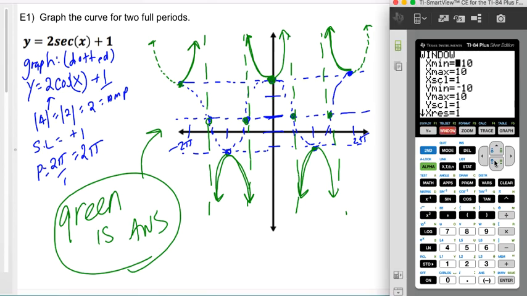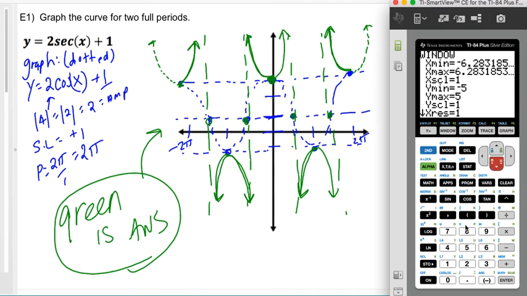So I would set my window so that my y values, let's just say, can go to like 5, that's fine. And I could do a -5 for my y values, that's fine. And then for my x's, I would actually want to go by pi's, right? So my x, I would do a -2 pi, and I would do a 2 pi, just to show you that this is what the graph would look like.